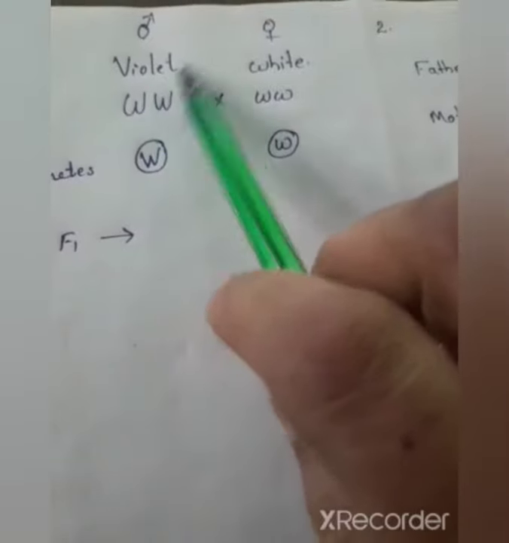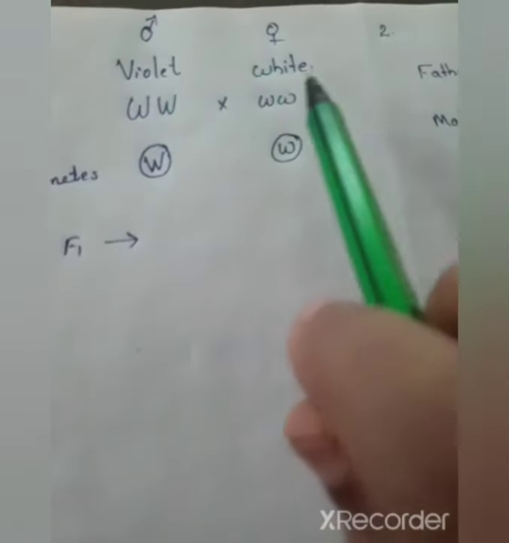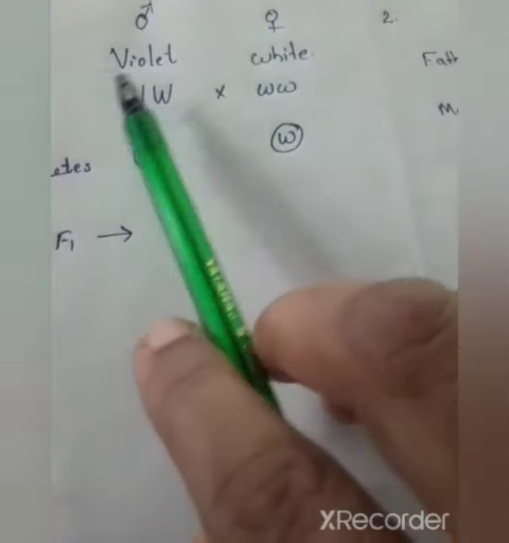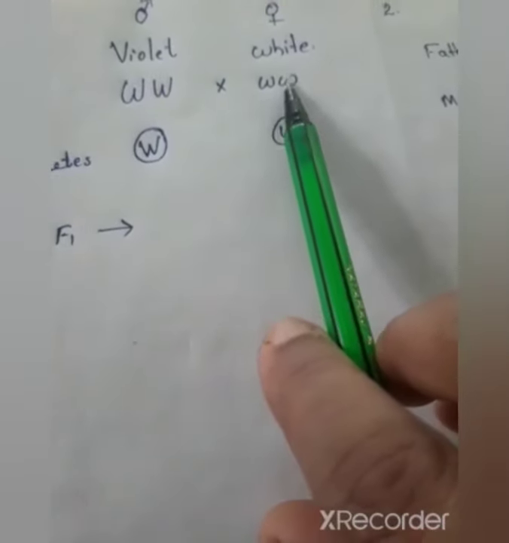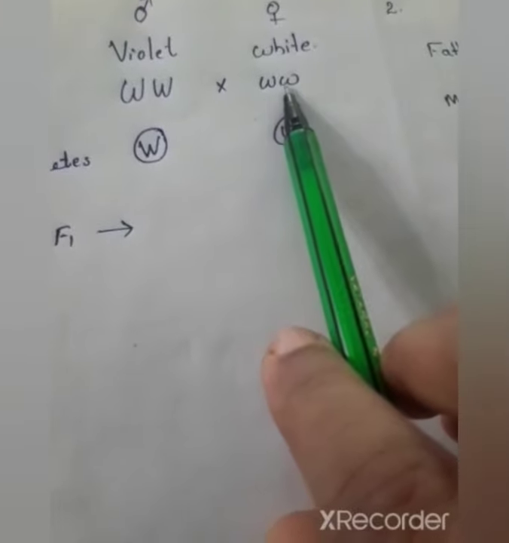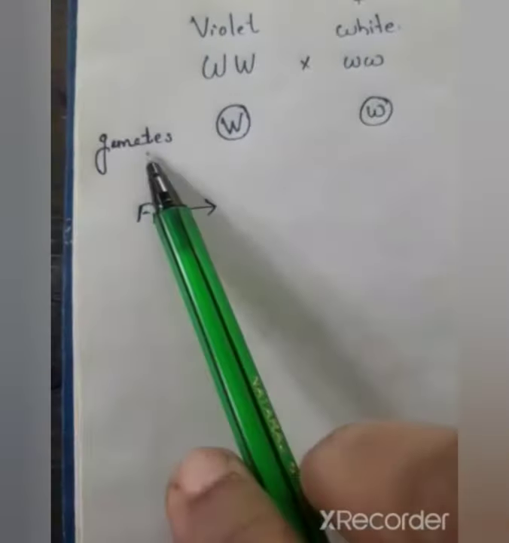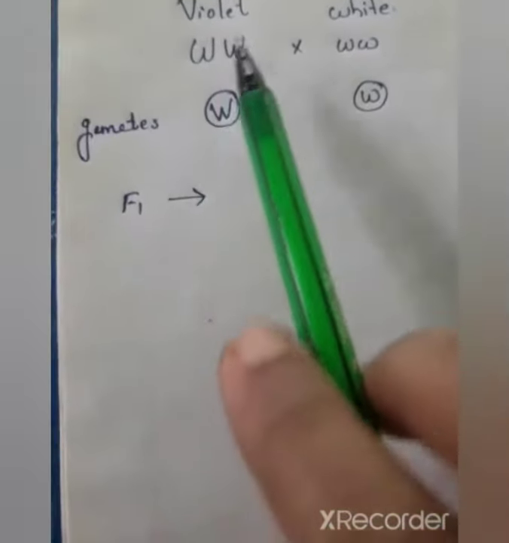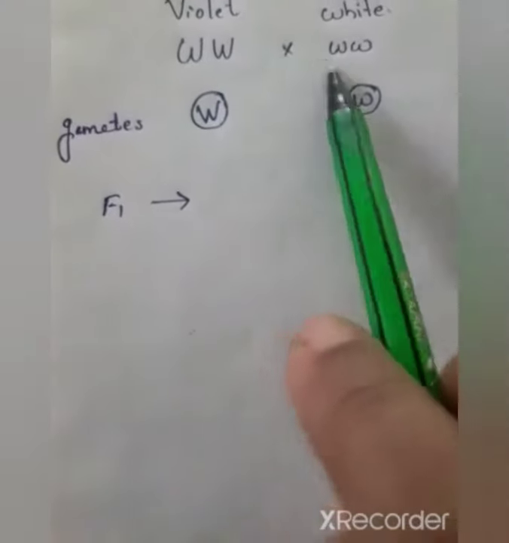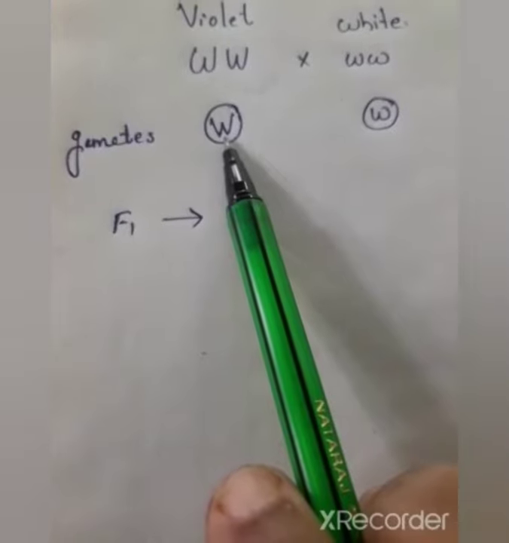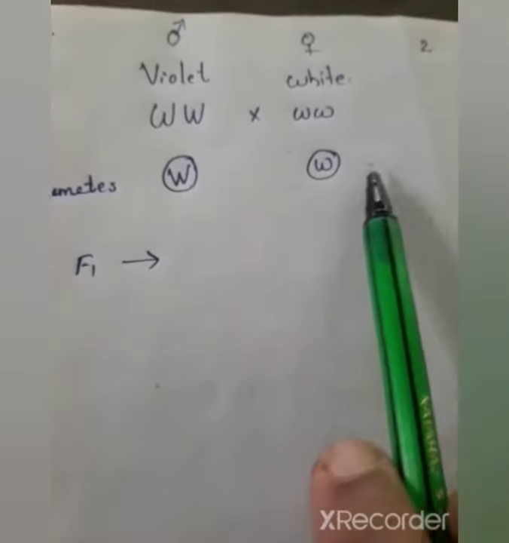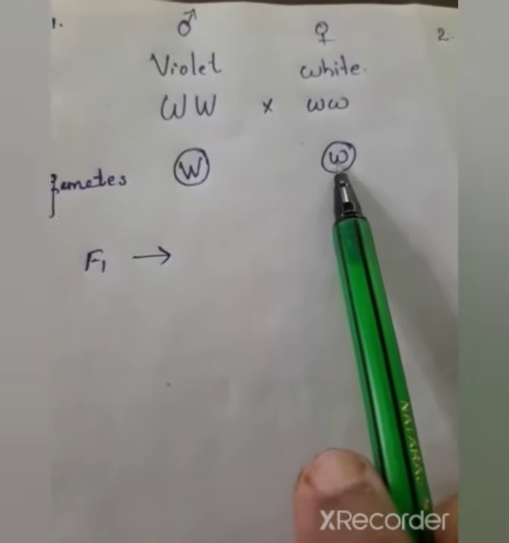This violet represents male and white represents female. Its genotypic expression is capital W and W. White, its genotype is small w and w. Its gametes: both parents are homozygous, so the gametes are the same. So we take capital W from the violet flower and small w from the white flower.